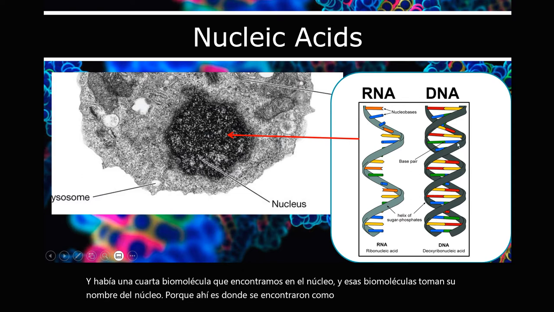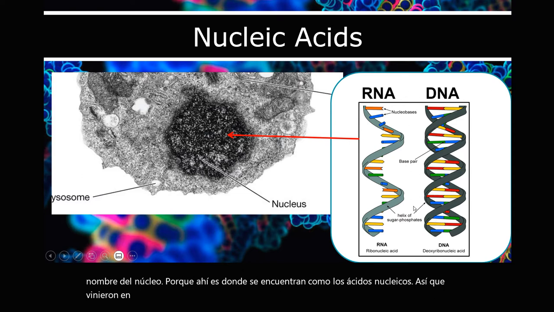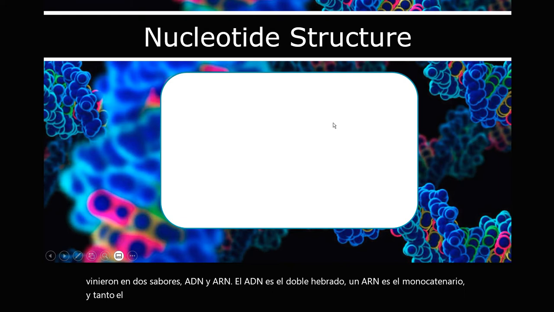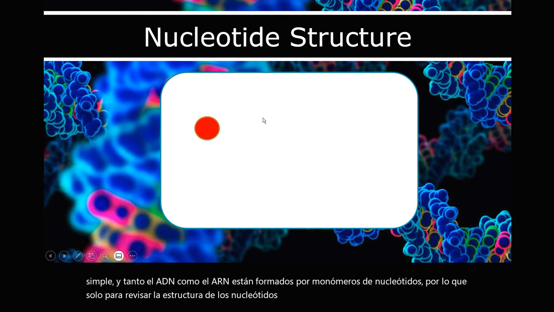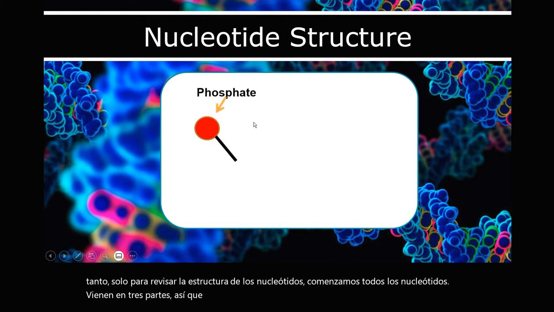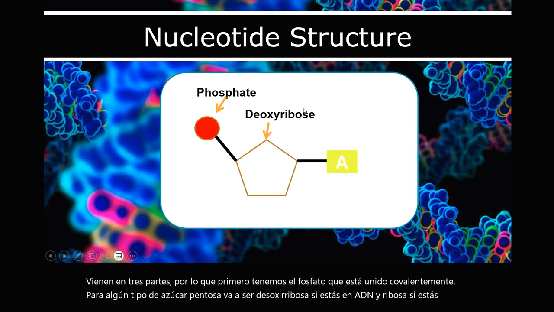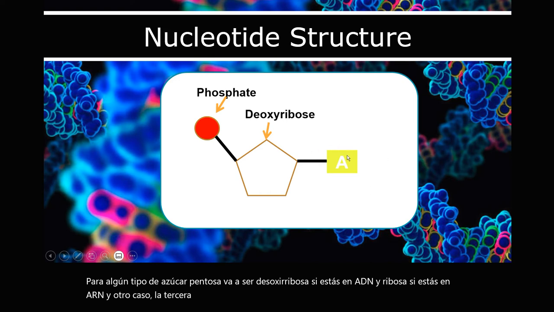So they came in two flavors, DNA and RNA, DNA being the double-stranded one, RNA being the single-stranded one, and both DNA and RNA are made up of monomers of nucleotides. And so just to review the nucleotide structure, all the nucleotides come in three parts. So we have first the phosphate, which is covalently linked to some kind of pentose sugar. It's going to be deoxyribose if you're in DNA and ribose if you're in RNA. And in either case, the third part of that nucleotide is going to be some kind of base.